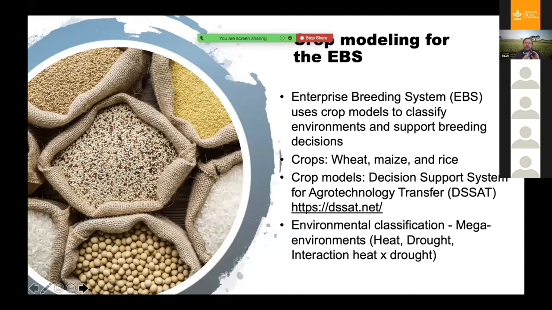The EBS uses crop models to classify environments and support breeding decisions. We're working majorly with wheat, maize, and rice with DSAT. And as has been talked about earlier, we're working with mega environments involving heat, drought, and the interaction between heat and drought.